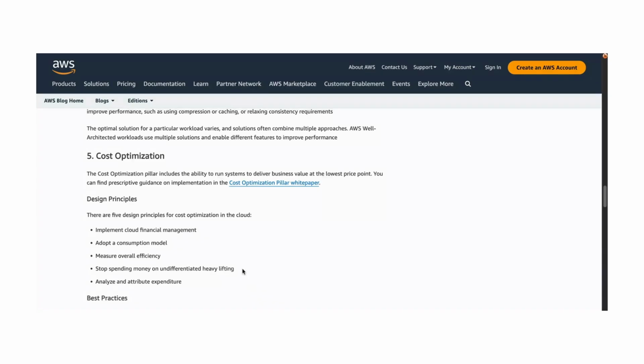Then, stop spending money on undifferentiated heavy lifting. We should use managed services like, for example, Amazon RDS or AWS Fargate to avoid the overhead of managing infrastructure. And the last one is analyze and attribute expenditure. So, for example, we could use the cost and usage reports to track spending and attribute costs to specific business units.